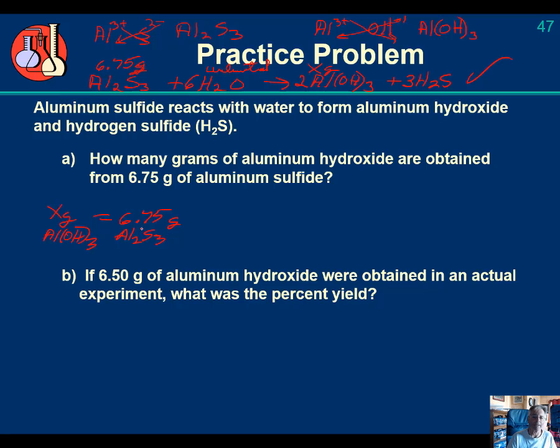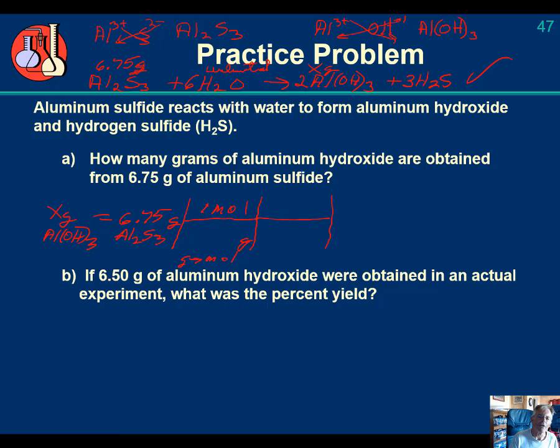my limiting reactant. Since this is gram to gram stoichiometry, I need to convert grams to moles. I do that by dividing by the molar mass, which is going to go down here. Then I've got my mole to mole ratio.